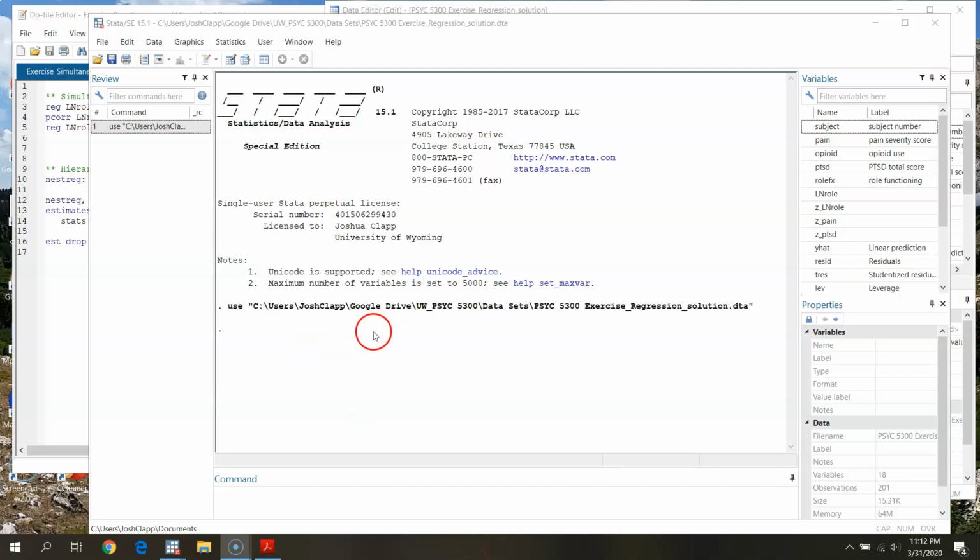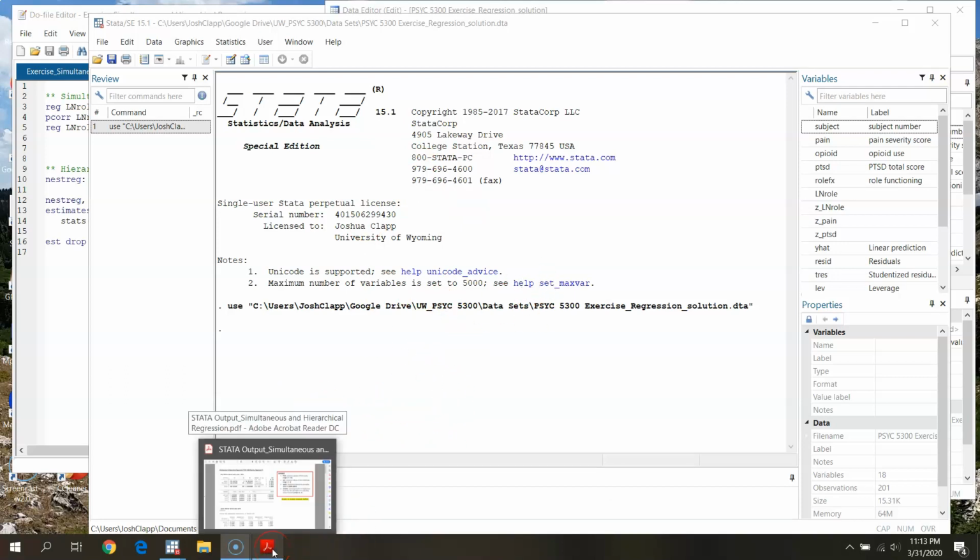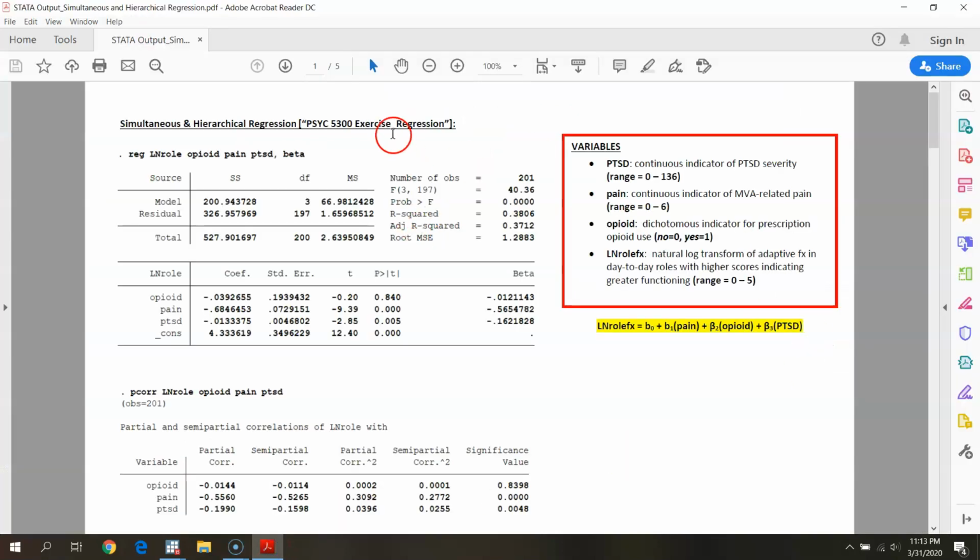This video, we're going to work through simultaneous multiple regression, and we'll work through a hierarchical regression model in Stata, working through some output and working through interpretations on these data here in this example. The data that we're going to be using is our regression exercise set. We've worked with this in a couple of different examples.